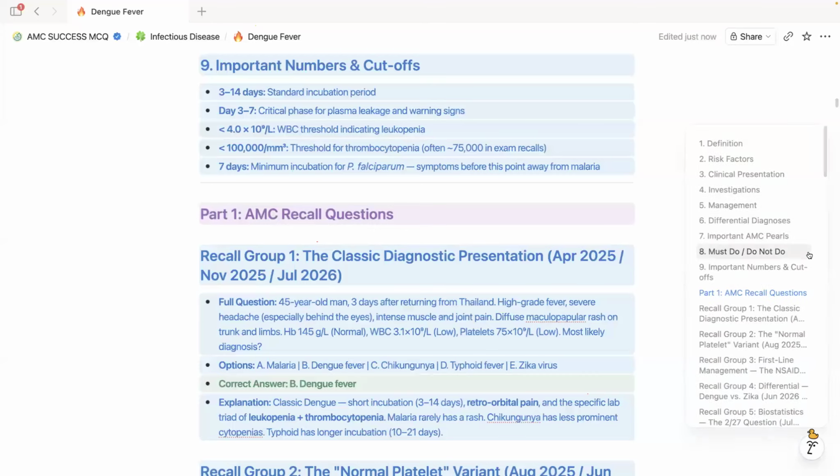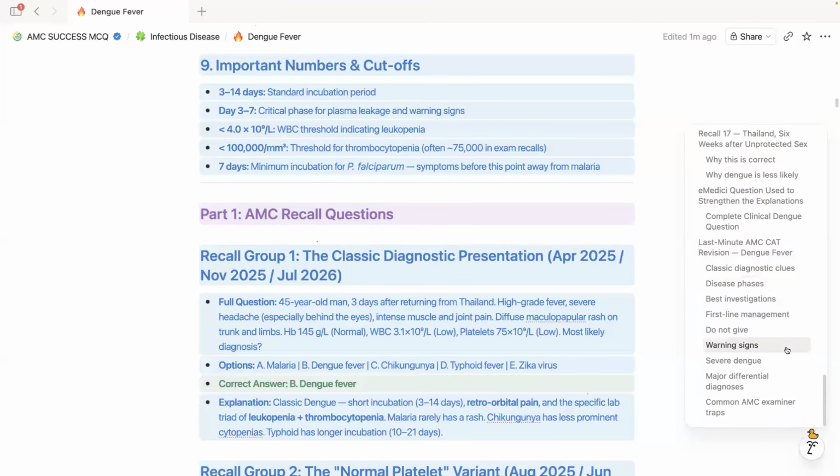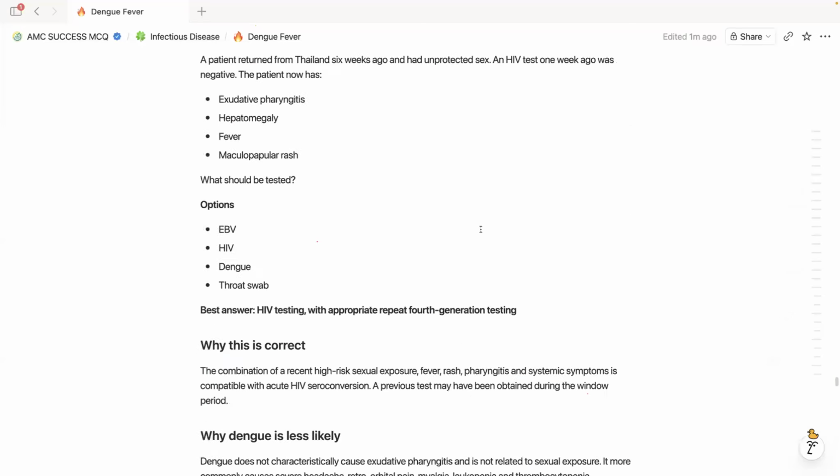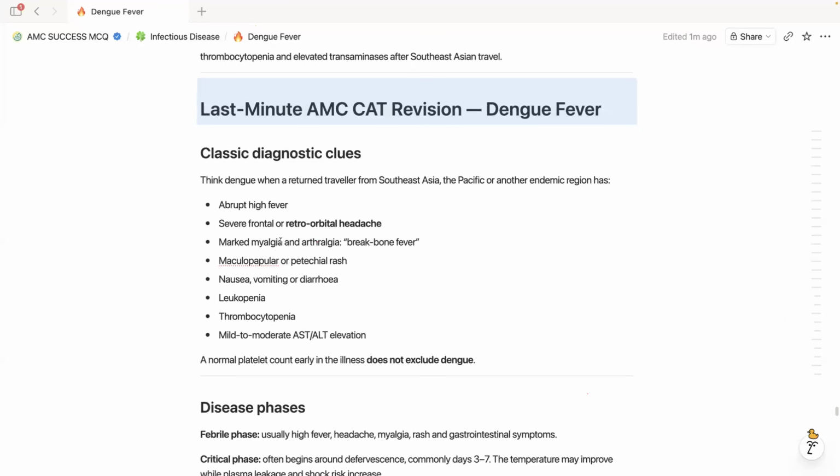Before I start the recall, I'm showing you some other information, the last-minute review. This is also very important. Think dengue when a returning traveler from Southeast Asia, the Pacific, or another endemic area has abrupt high fever, severe frontal or retro-orbital headache, marked myalgia, arthralgia, maculopapular or petechial rash, nausea, vomiting, diarrhea, leukopenia, thrombocytopenia, and mild to moderate AST and ALT elevation. This is very important for diagnosing a patient with dengue.